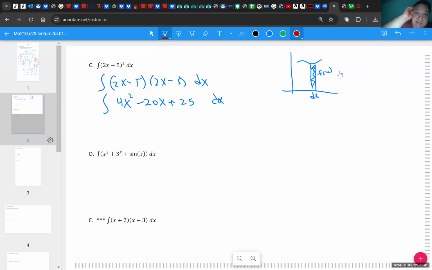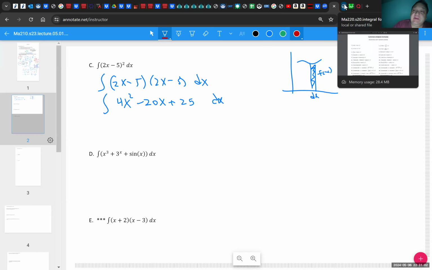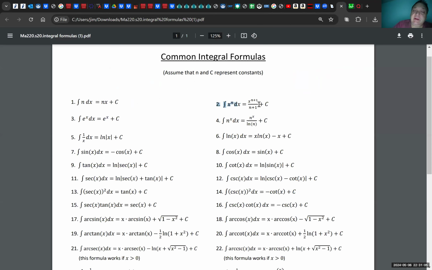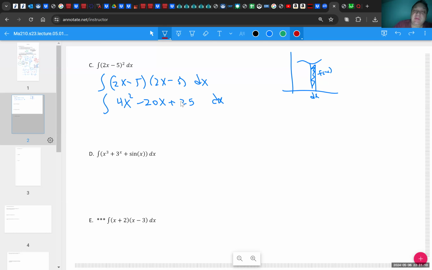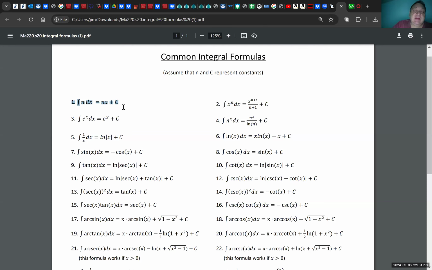Is this thing recognizable? Well, we do know for antiderivatives that are separated by plus signs and minus signs, we can do each of these separately, right? So that's the sum rule or the difference rule for antiderivatives. So we can antidifferentiate each of these. 4x squared is one of our functions that we can antidifferentiate. We used it for the x to the 1/2. It's this number 2 right here. And 20x is another polynomial. 25 is just a constant. And for the constant, that's also one of our formulas right here, number 1, the integral of a constant.